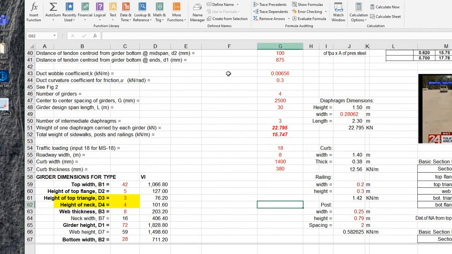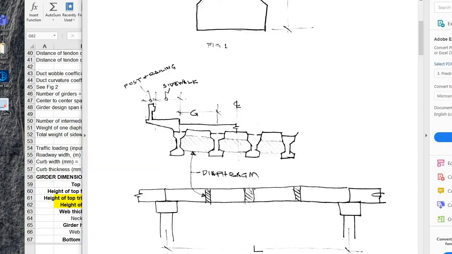Hello again. Ngayon, ang sosolve naman natin is first yung weight ng diaphragm tapos yung total weight ng sidewalks, post, and railings. Kapag sinabing diaphragm, eto yun. Remember, ano? So, along the span, meron tayong tatlong diaphragm. Tapos, in between girders, tatlo rin. Okay? Yan. Since we have 4 girders, magiging 4 minus 1, meron kang tatlo in between.